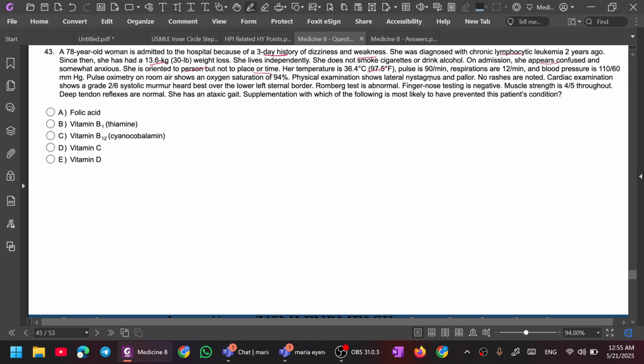Temperature is 97, pulse 90, respiration 12 per minute, BP 110/60, and oxygen saturation on room air is 94%. Physical examination shows lateral nystagmus and pallor. No rashes are noted. Cardiac examination shows a 2/6 murmur, best heard over the lower left sternal border. Romberg's test is abnormal. Finger nose testing is negative. Muscle strength is 4/5 throughout. Deep tendon reflexes are normal. She has an ataxic gait. Supplementation with which of the following most likely prevented this patient's condition?